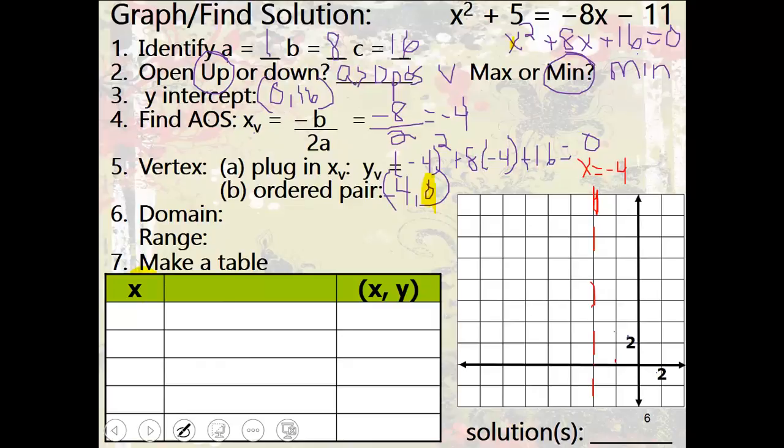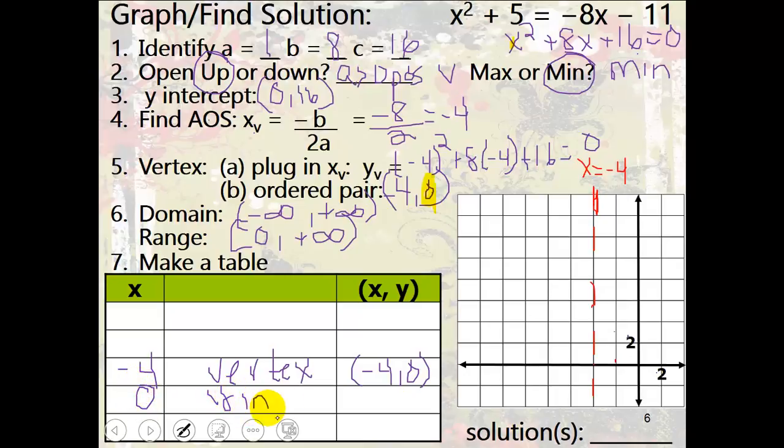This is a key point for us. Our domain is negative infinity to positive infinity. My range, this is going to open up, so this is going to be my smallest y value, so that's 0 to positive infinity. And now I'm going to make a table. My vertex is negative 4. When I plug in negative 4, I get out a 0. I'm going to use my y-intercept is 0. And then I'm going to use negative 8 because that'll be the symmetrical point.